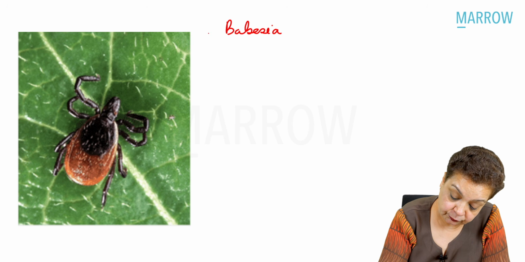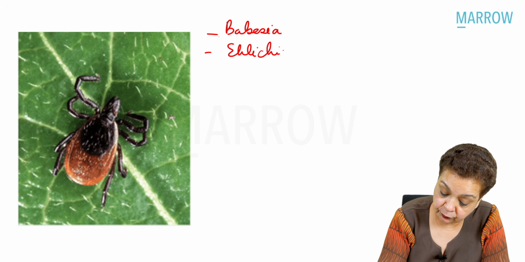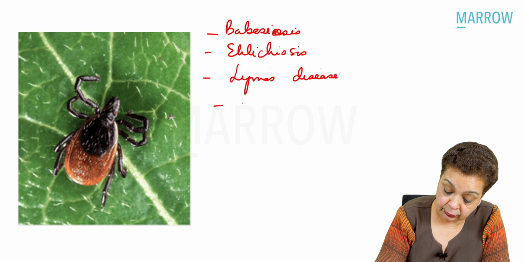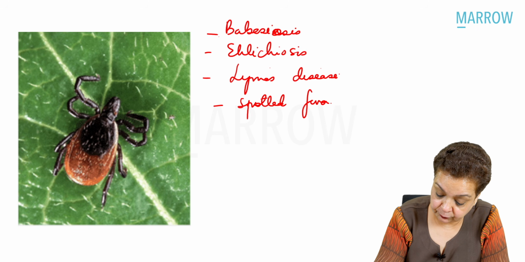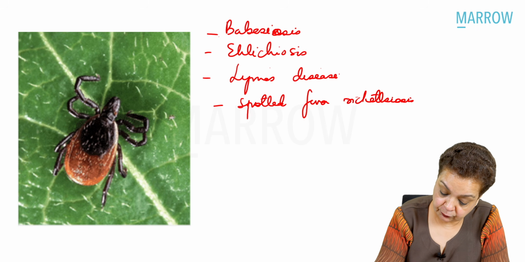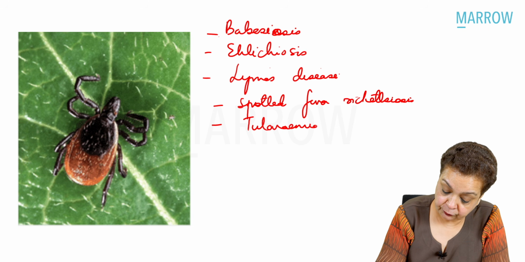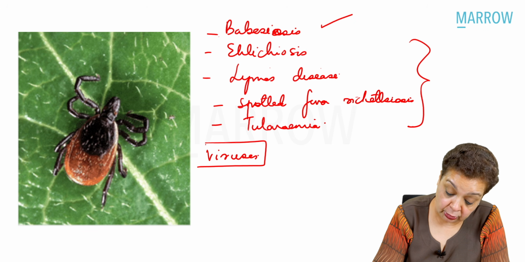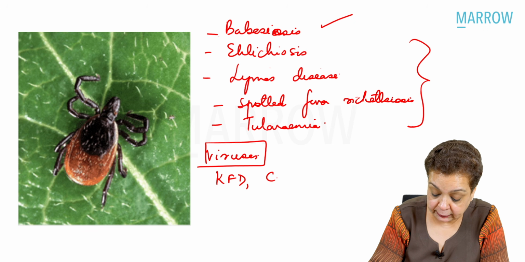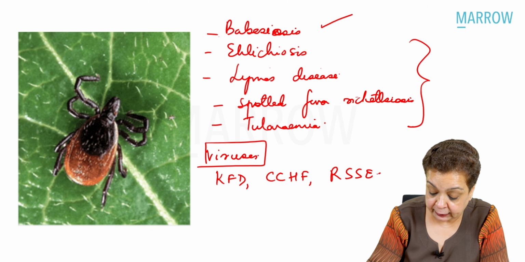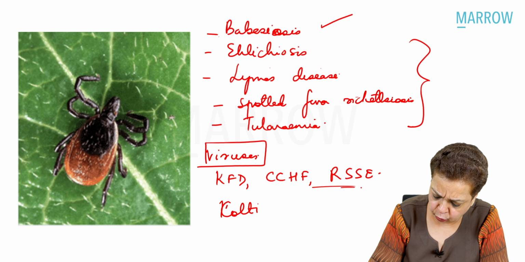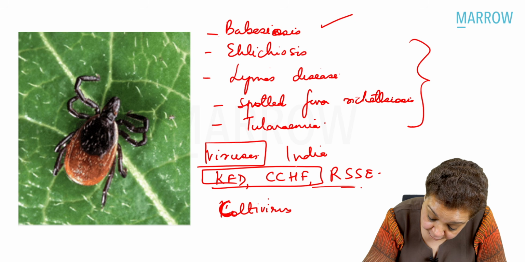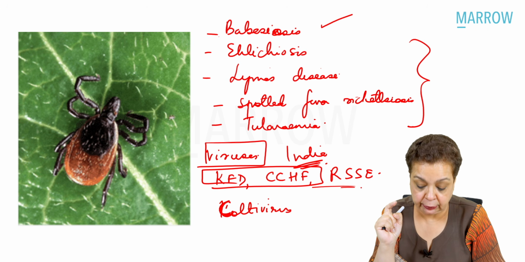Babesia, Ehrlichiosis, Lyme's disease, spotted fever rickettsiosis, tularemia. Okay, so we have one protozoan, then the following bacterial diseases, then certain viruses. There are many more, but I want you to remember one, KFD, the other one is Crimean Congo hemorrhagic fever, then Russian spring summer encephalitis virus. Then we have Colorado tick fever virus, though it is not reported from India, it's mainly reported from the US. So KFD and Crimean Congo are reported from India. So you must remember that these are transmitted via hard ticks.